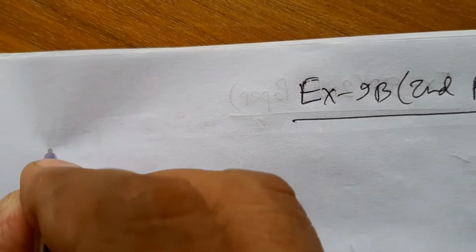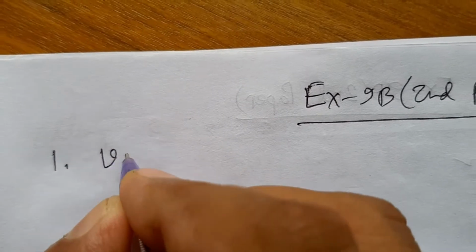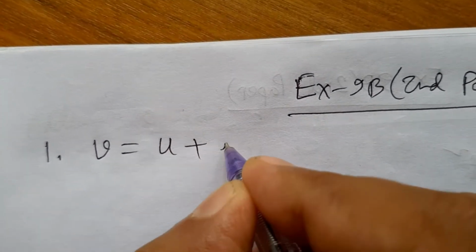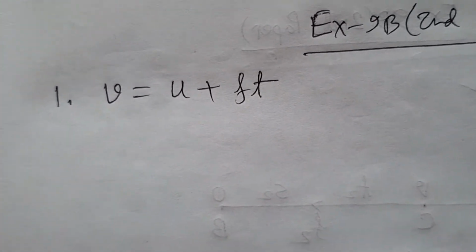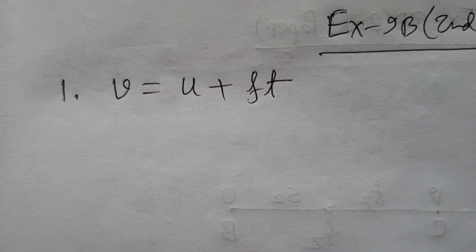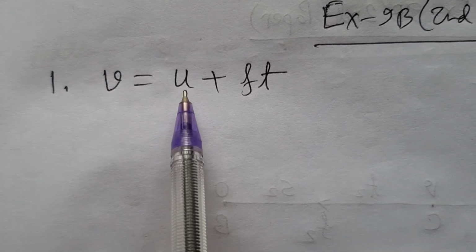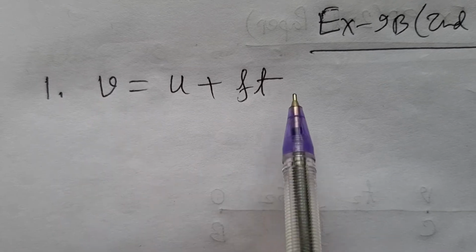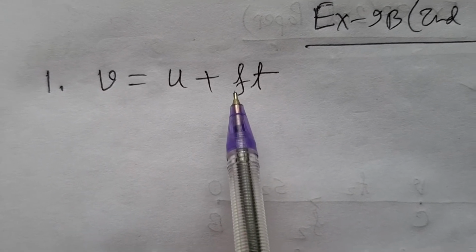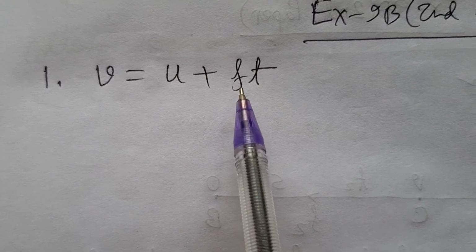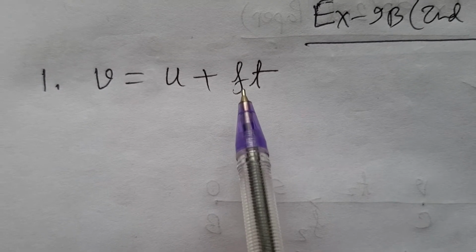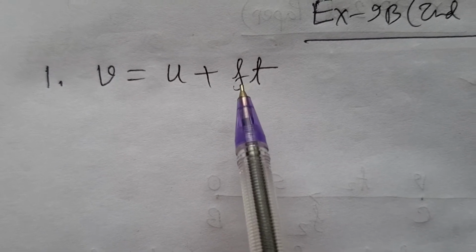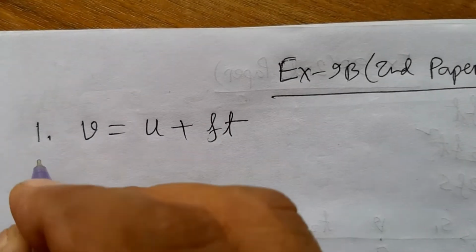There are three formulas. Formula number 1 is V is equal to U plus Ft. Here U is initial velocity, V is final velocity, T for time, and here F is acceleration. But in physics you use A for acceleration, but in mathematics we use F for acceleration.